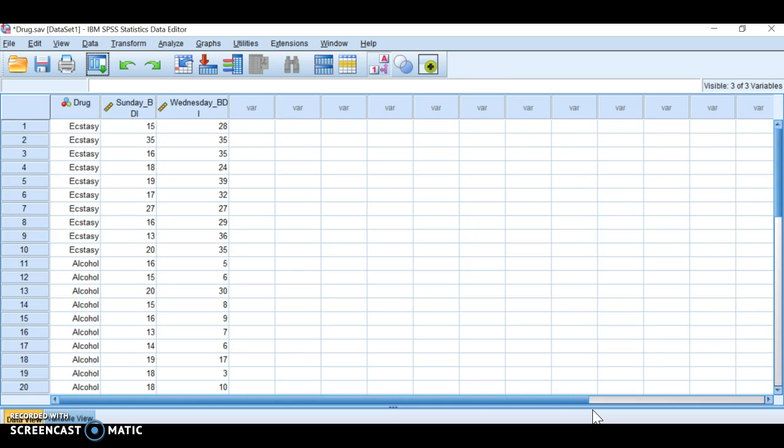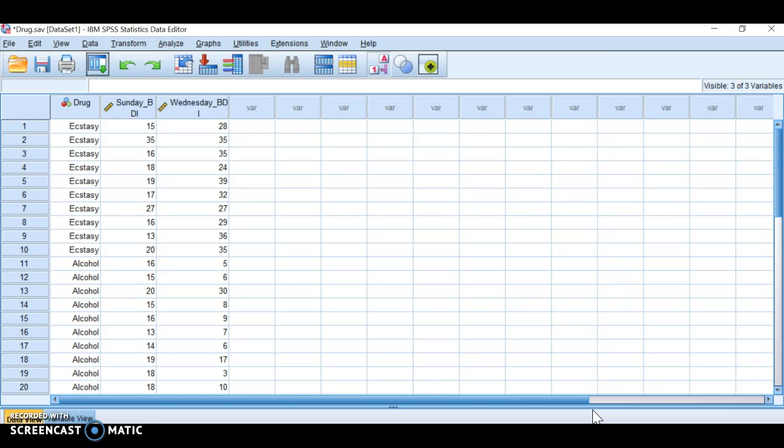All right, so the previous one we did was between ecstasy and alcohol on Sunday and Wednesday. And this time we're just looking at the people in ecstasy, just looking at the people in alcohol, and how their depression scores are different between Sunday and Wednesday.